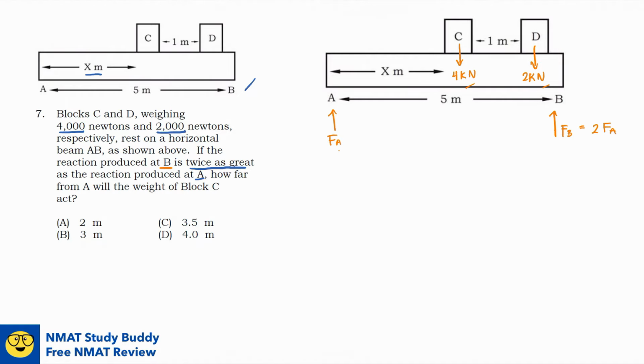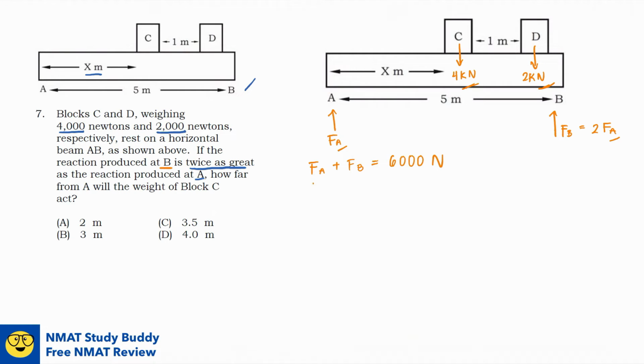So, ang uunahin muna natin is yung pagkuha ng force at the reactions A and B. Hanapin muna natin yung value nila. So, alam natin na yung force sa A plus force sa B is equal to 6,000 Newton, kasi 4 kilonewton plus 2 kilonewton is 6,000 Newton. Yun yung hinohold nilang weight. So, dapat yung opposite force is equal din sa 6,000 Newton.